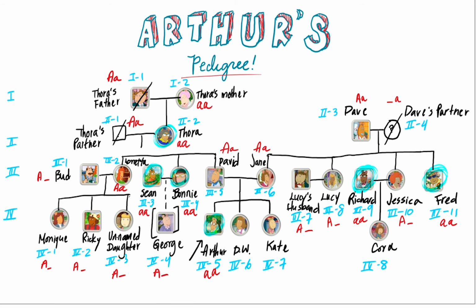For Cora, we know that she must be heterozygous whether or not her mother is homozygous recessive or heterozygous. She does not wear glasses, so we know that she has at least one dominant allele, and because her father wears glasses, we know that he had to contribute a recessive allele.